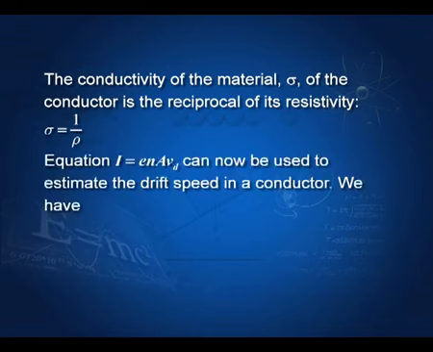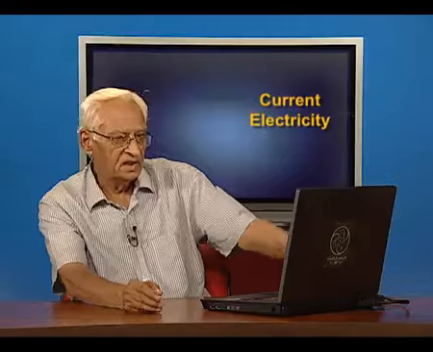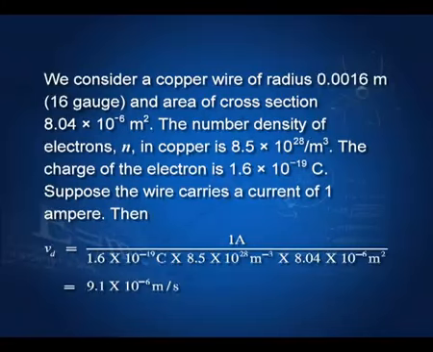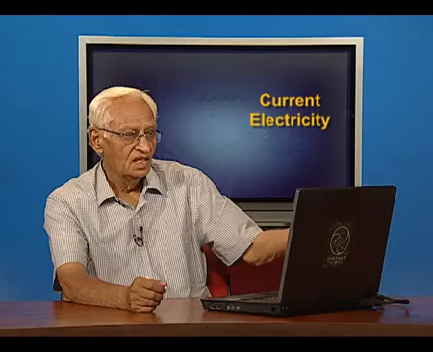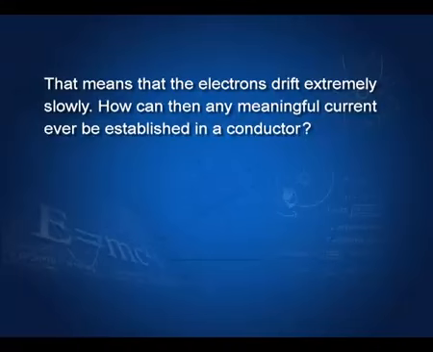Equation I equal to e n A v_d can now be used to estimate the drift speed. So, v_d is I by e n A. So, I allow a certain current, and then I know the area of cross section, I know e, I know the density in that material, therefore, I can find v_d. And it turns out the v_d is of the order of only 10 to the power minus 5 meters per second, a very small quantity. That means that the electrons drift extremely slowly.